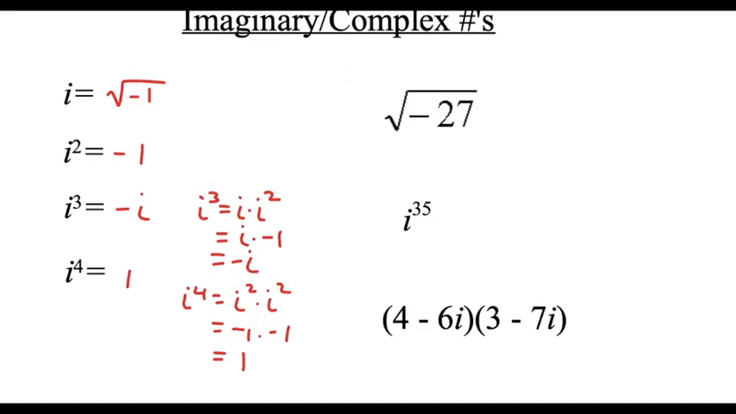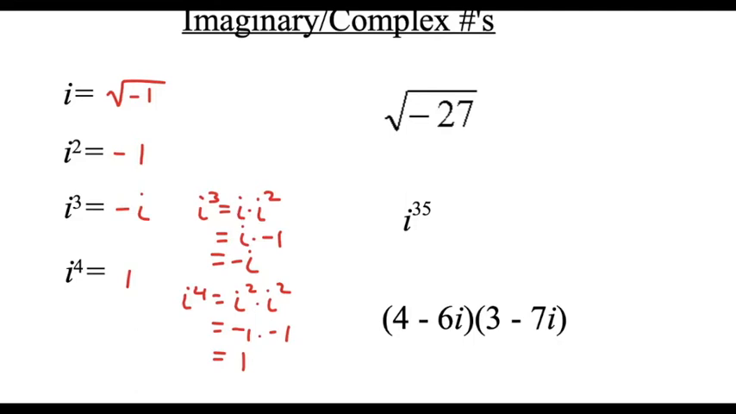i, -1, -i, 1, the middle two are negative. Say that again: i, -1, -i, 1, the middle two are negative. So the pattern repeats every 4 powers of i. That's why I'm only putting up through i to the fourth here.